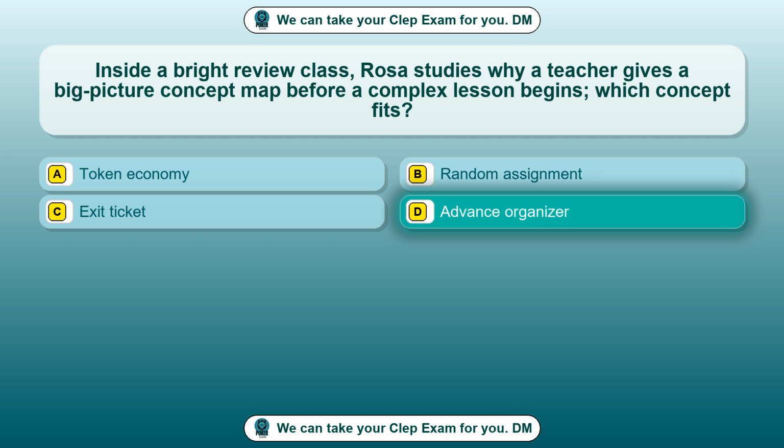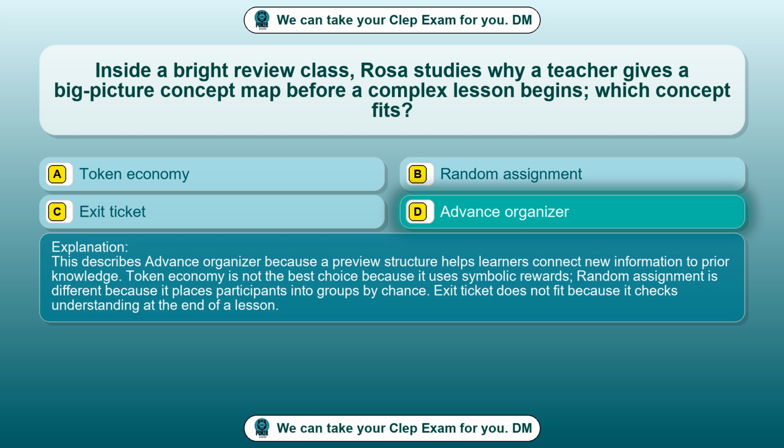Advance organizer. This describes advance organizer because a preview structure helps learners connect new information to prior knowledge. Token economy is not the best choice because it uses symbolic rewards. Random assignment is different because it places participants into groups by chance. Exit ticket does not fit because it checks understanding at the end of a lesson.